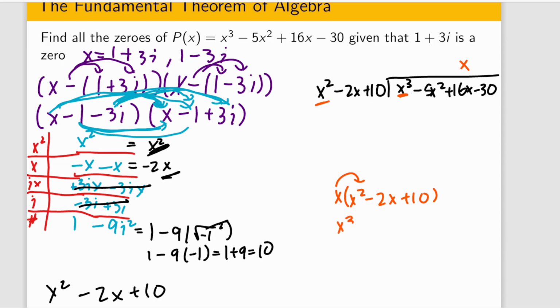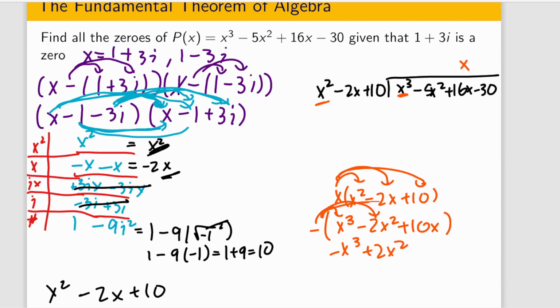X times x squared gets us x cubed. X times negative 2x gets us minus 2x squared. X times 10 gets us plus 10x. And then I want to subtract the results. So that's a minus x cubed plus 2x squared minus 10x, and that's exactly what I write underneath. X cubed minus x cubed makes 0. Negative 5x squared plus 2x squared gets us negative 3x squared. 16x minus 10x gets us plus 6x. Drop down the negative 30.